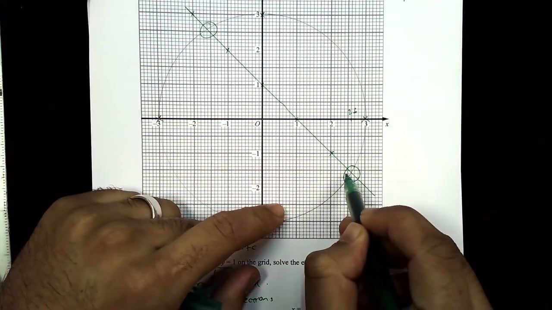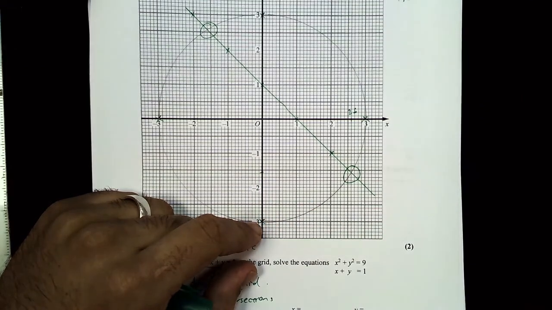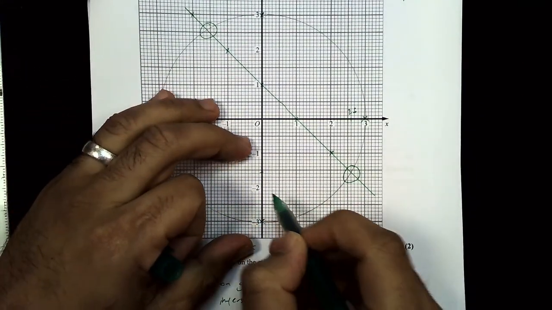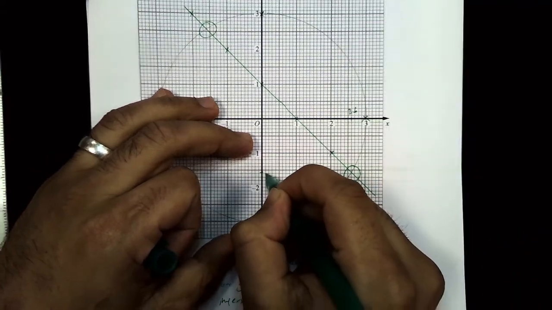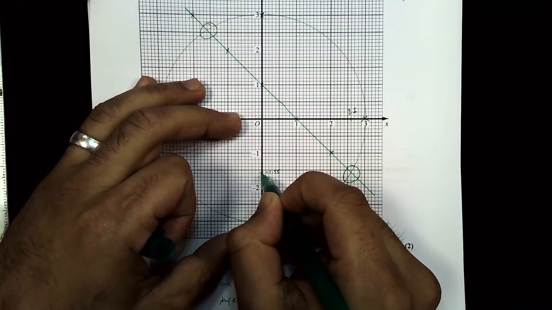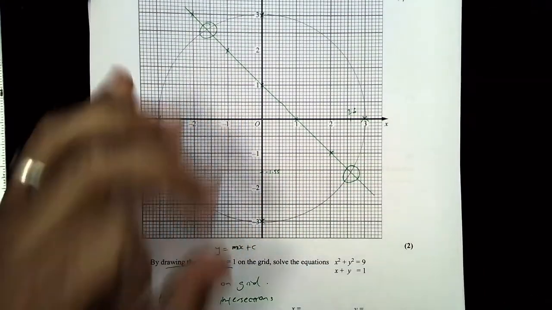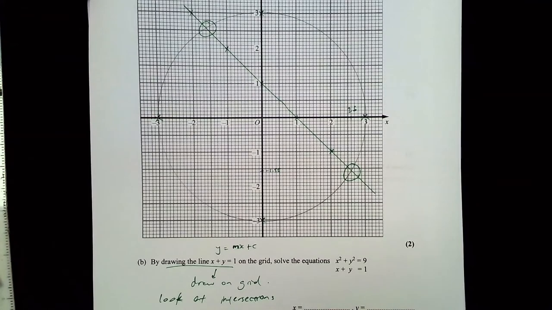And the y value, let's call it minus 1.55 if we're being really accurate. Minus 1.55 there. This is halfway between minus 1.5 and minus 1.6. So that's one solution, and I'll write that one in: 2.6 on the x and minus 1.55 on the y.